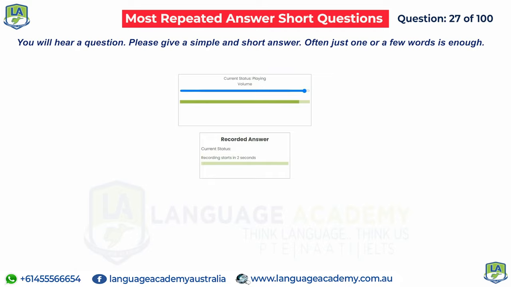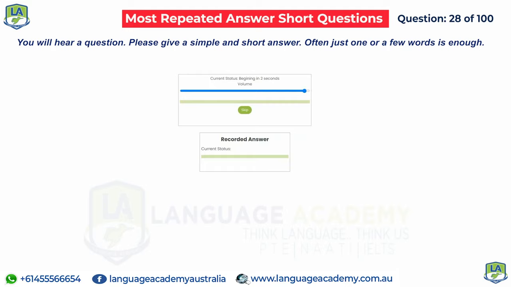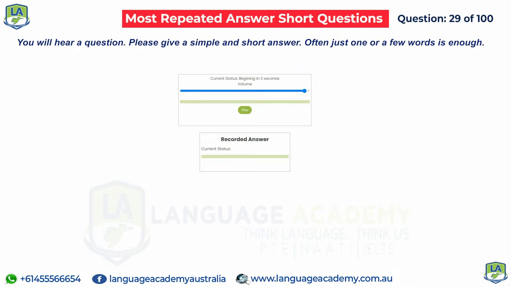How many years are there in a bicentennial? 200. What is the device that shows the time of the day according to the shadow of sunlight? Sundial. What is the magazine that is dedicated to academic news?